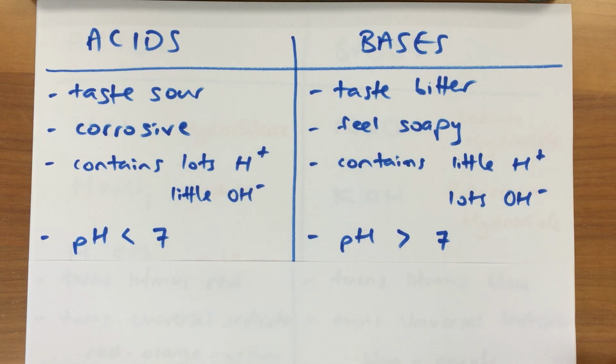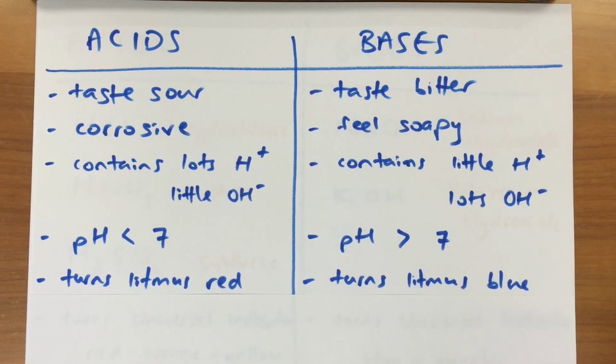Well, there's a type of indicator called litmus paper, which hopefully you've seen before. Litmus paper will turn red in acids, and litmus paper will turn blue in bases. Now, litmus paper is actually just paper soaked in a litmus indicator, and that indicator will either be red in acid or blue in base. So the paper is just sort of a physical way to hold that solution.